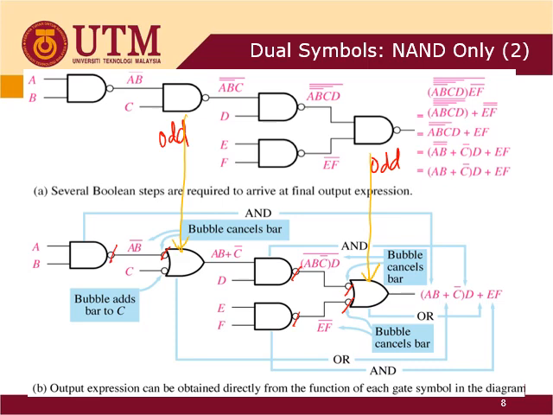Let me draw. However, wait a minute. This looks weird. This one. Are you going to draw it this way? One bubble only? Definitely not. So what you do is you convert this bubble this way. Yeah, convert the bubble to a proper NOT gate.